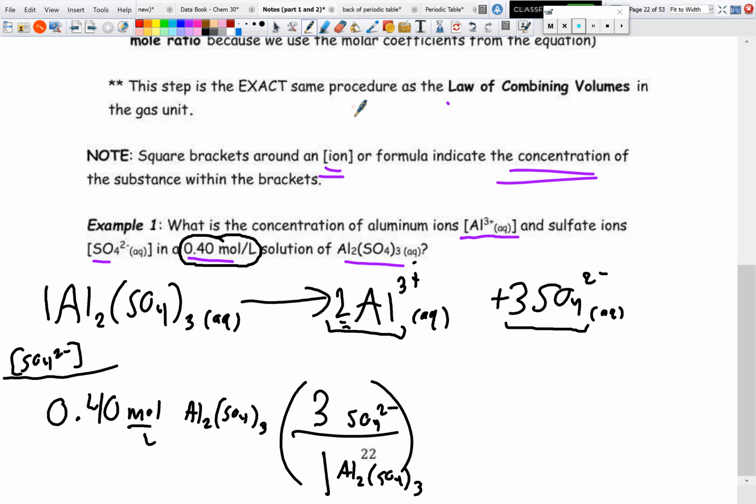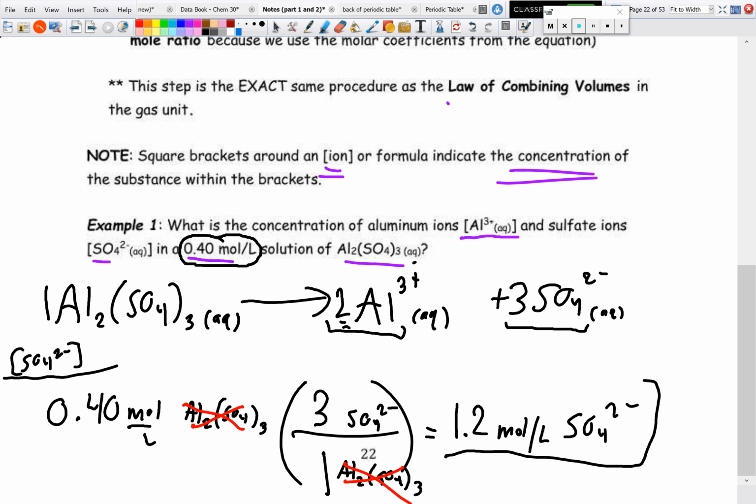Now by dimensional analysis, we'll see the units of aluminum sulfate get canceled out. And then what we're left with is 1.2 moles per liter of, in this case, SO4 2-. Sorry, I can make that look a little nicer. And of course, 2 significant digits, and that is our answer.